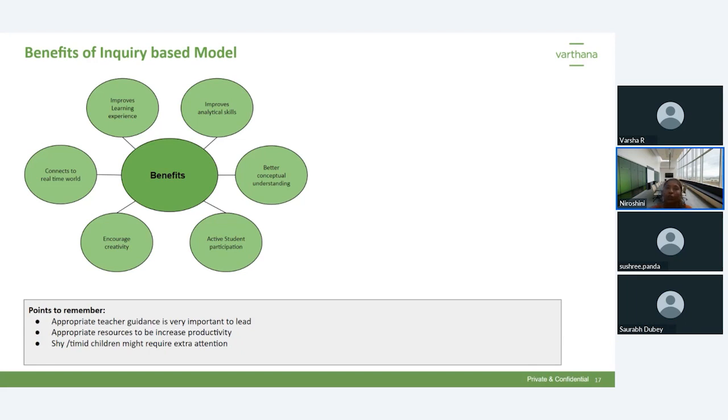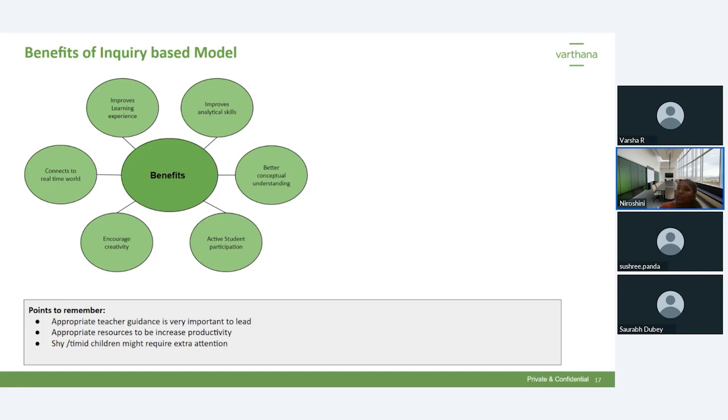So we know what kind of resources would best suit this particular activity. We should always provide appropriate resources to increase student productivity, and every student in one particular group should be able to access those resources. That is also very important.